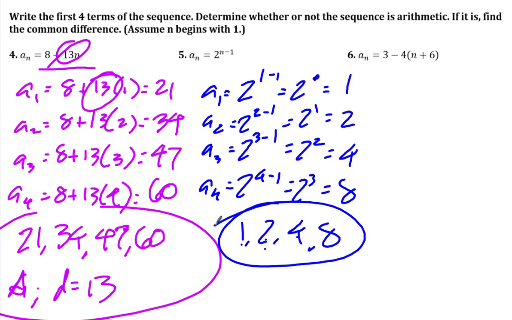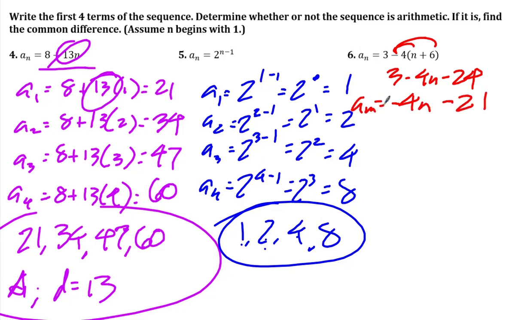Now this one you might say, well, it doesn't really look like it's going to be arithmetic. However, if we distribute this 4 out, you don't need to do this, but I'm just going to show you, 3 minus 4n minus 24 ends up being negative 4n minus 21. Now it does indeed look like a linear function with a slope of negative 4. I bet you the common difference is negative 4.